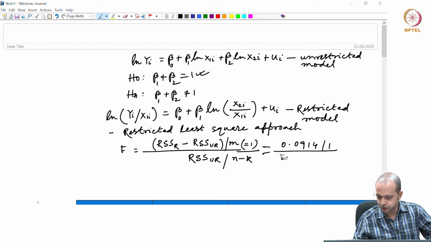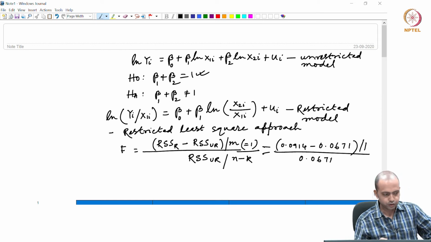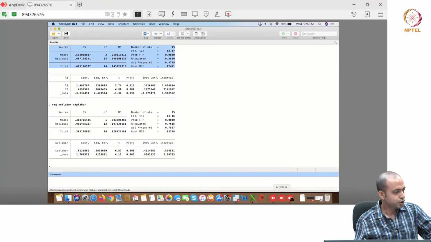Sorry, I made a mistake here. So 0.0914 minus 0.0671 divided by 1, and the denominator would be the unrestricted RSS, which is 0.0671, because for the unrestricted you can once again go back. What is the unrestricted RSS?